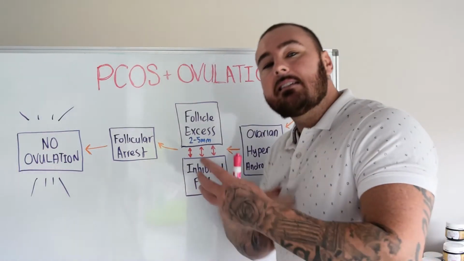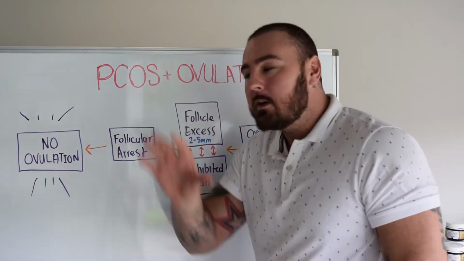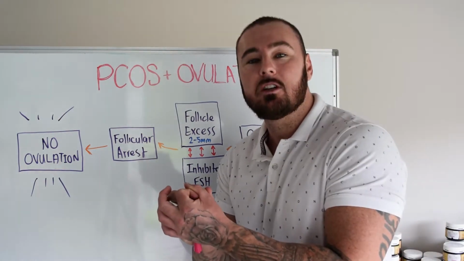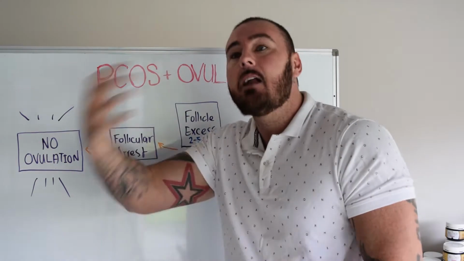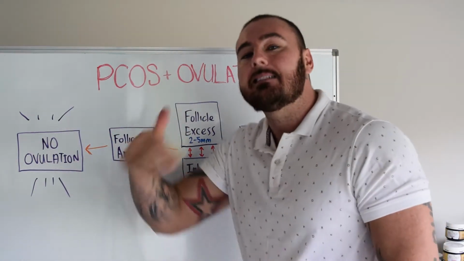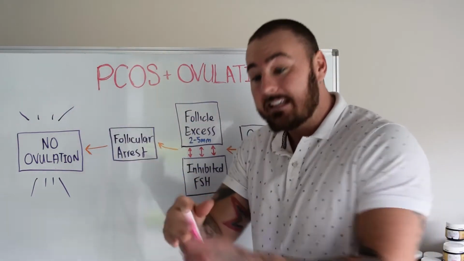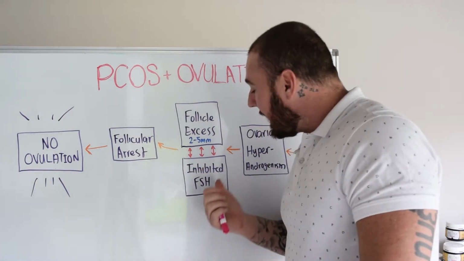It's two things that feed each other, right? So it's this follicle excess. If you look at an ultrasound of many women with PCOS, they'll have enlarged follicles. They will show up as cysts, but they're not real cysts, they're just unmatured follicles, but they may be larger, so 2 to 5 millimeters larger than normal. So it's that follicle excess, those enlarged follicles, and also inhibited follicle stimulating hormone.